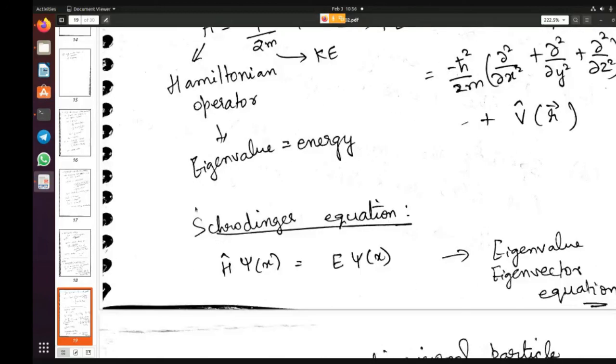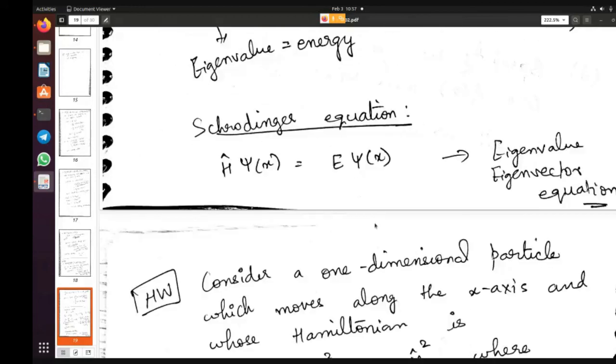Okay, so like I told you, this is how the eigenvalue eigenvector equation is written, right? You have the operator H, the Hamiltonian operator, acting on the wave function psi. It gives you E into psi. So E is your eigenvalue. This is the energy, and this is your wave function, psi of x. H is your Hamiltonian, which is the operator. If you want to solve this, it will be solved using the known methods for eigenvalue eigenvector problems.